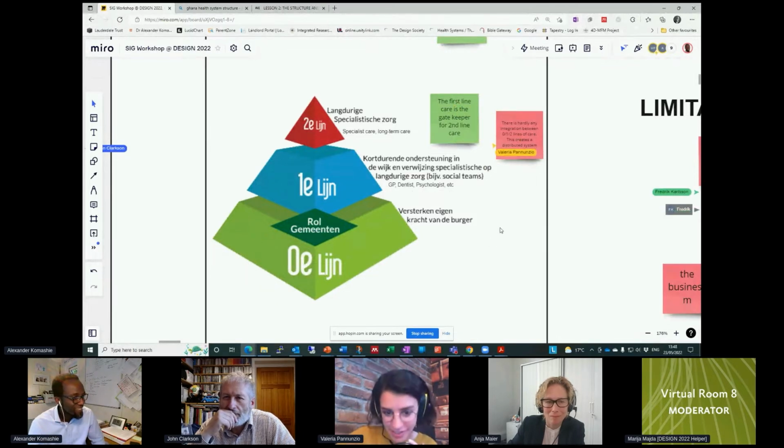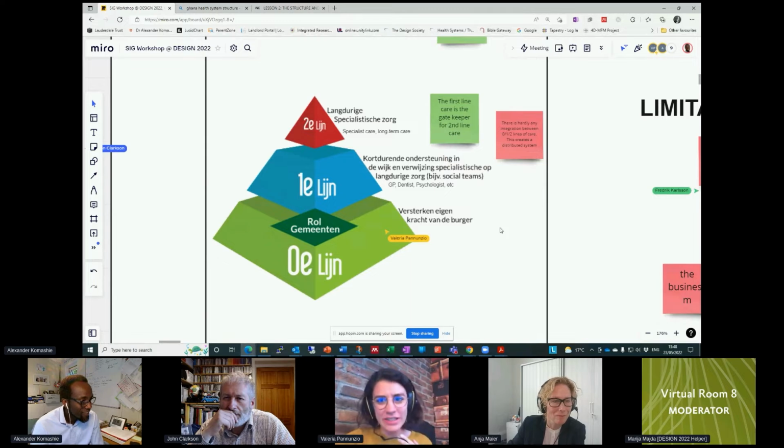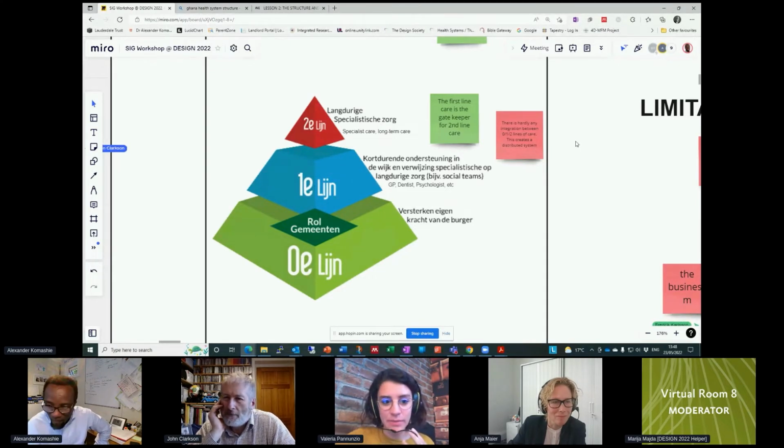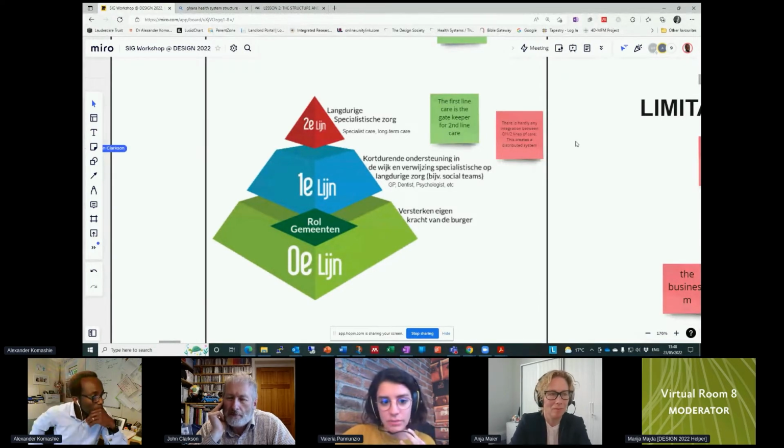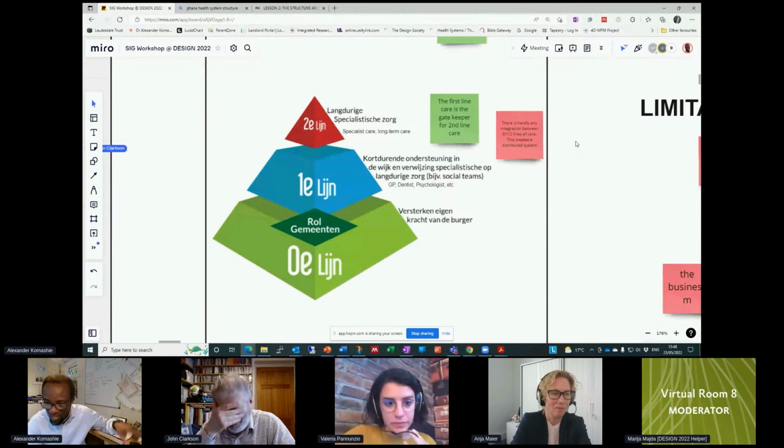It's interesting because this is already quite a different description of the system from the English one, which was based on parts of the system. Here, she went for a division between levels of care, which is a different way to describe it. So what are those levels? Can you explain those levels?